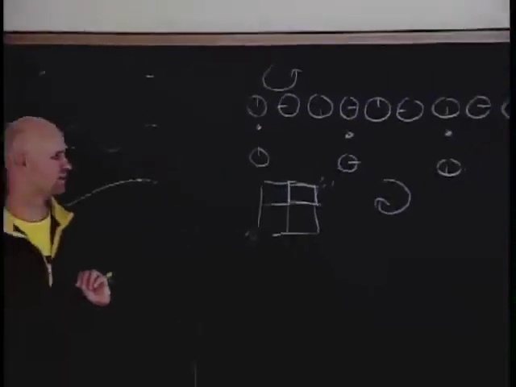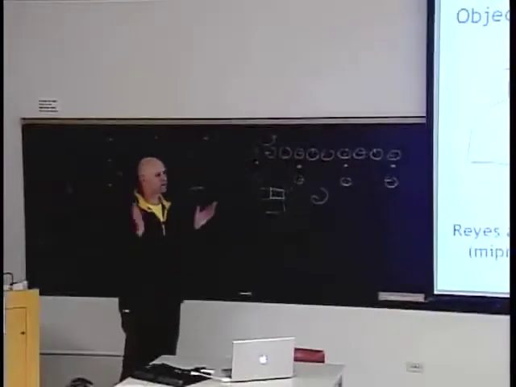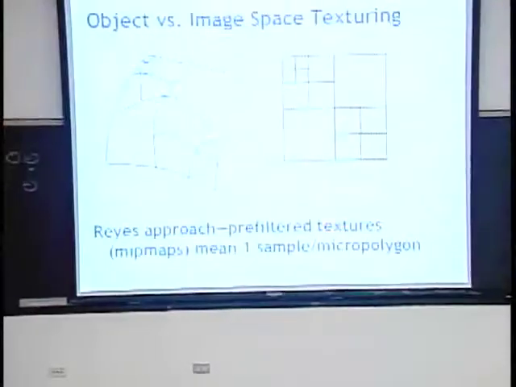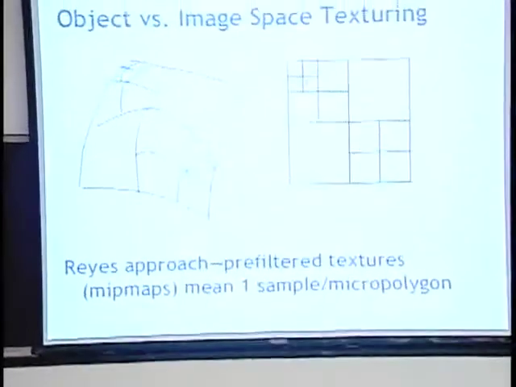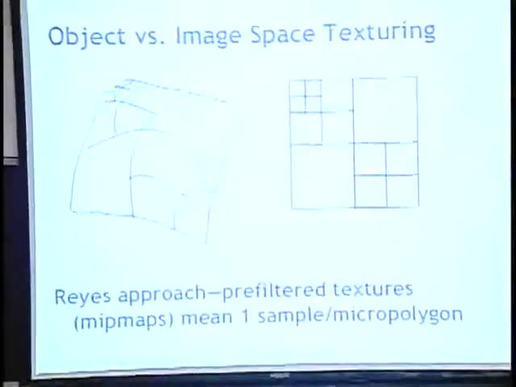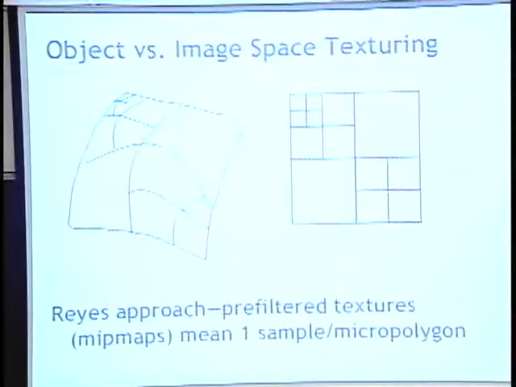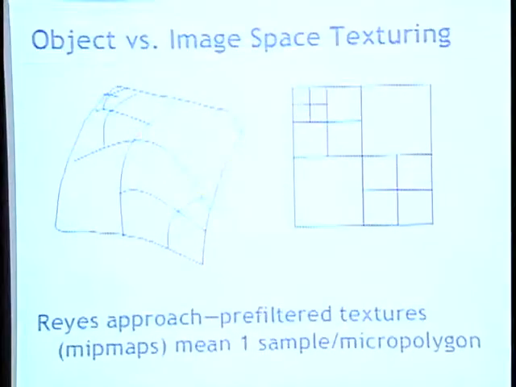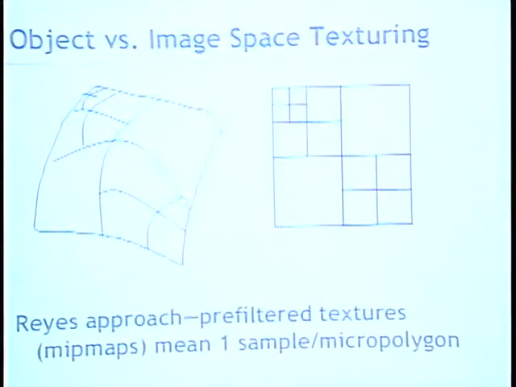So this is actually what Reyes does, the Pixar rendering pipeline. They do all of their texturing in object space as opposed to image space, and so everything's perfectly textured right off the bat. Okay, you only have to do one sample per pixel as opposed to doing 8 or more samples. And so they did this primarily because it ended up really reducing the amount of texturing that they needed to be able to do. So it's kind of an advantage of that sort of pipeline.